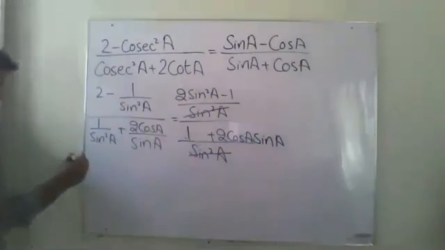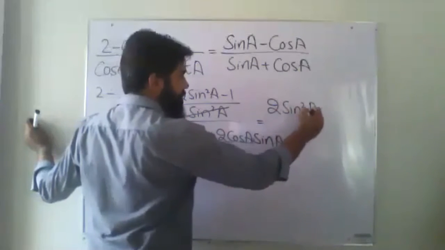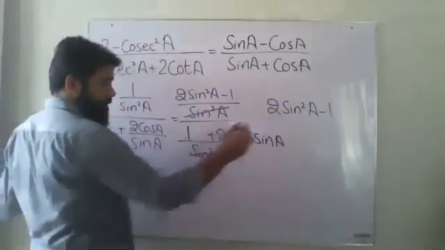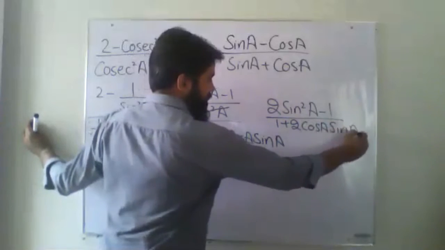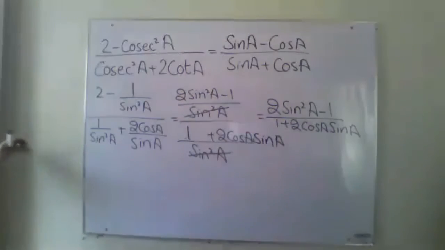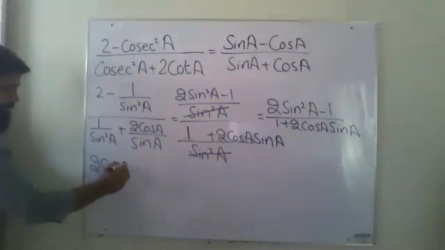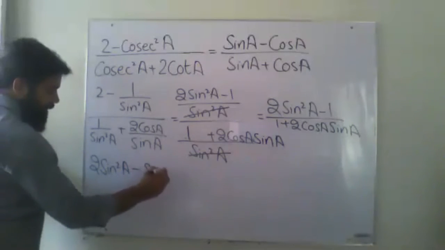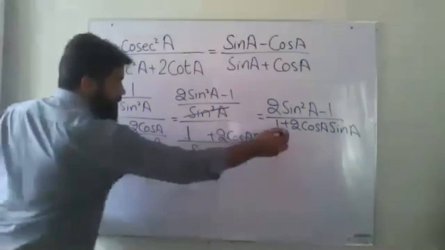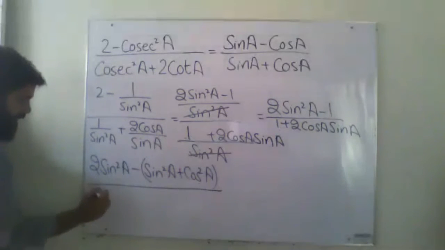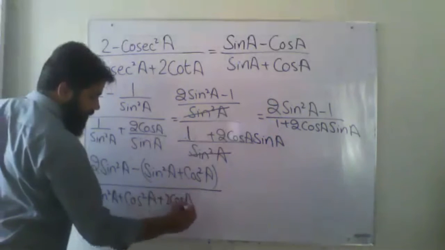After this I am going to cancel these two, and this will become 2 sine square A minus 1 over 1 plus 2 cos A sine A. Now 1 is over here and 1 is over here, and everything is in sine and cos form, so I am writing 1 as sine square A plus cos square A, and in the denominator also sine square A plus cos square A plus 2 cos A sine A.